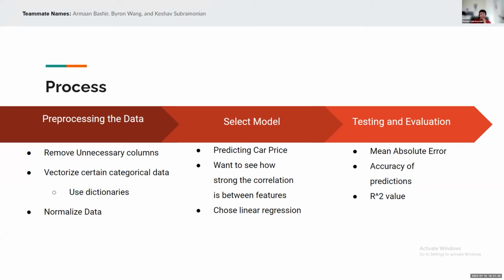In our case, since we had multiple predictors that all correlated with the price of the car, we decided it was beneficial to use linear regression. But since we had multiple predictors, we decided to use a type of regression known as an RFE, or recursive feature elimination regression. And finally, to test how well our model did, we used mean absolute error, found the accuracy of our predictions, and also used the R-squared test.